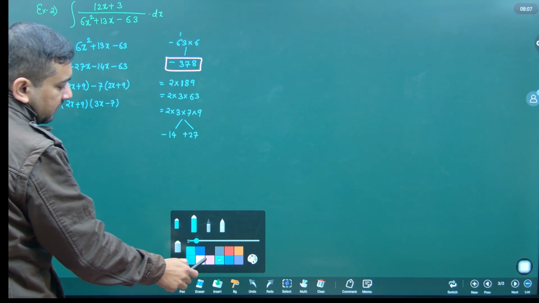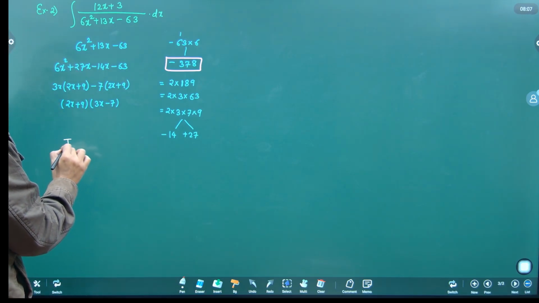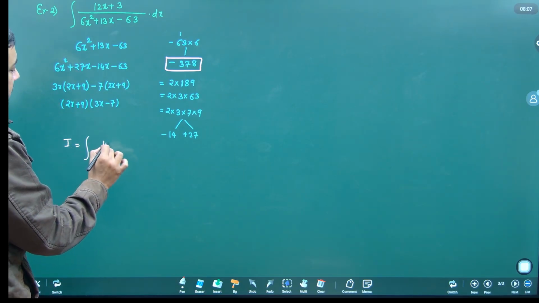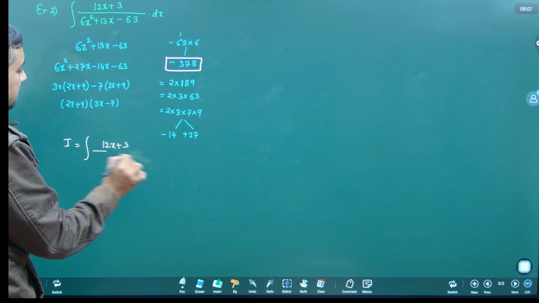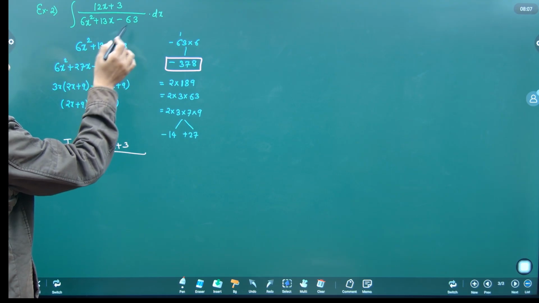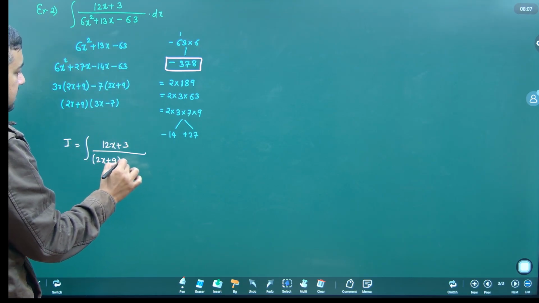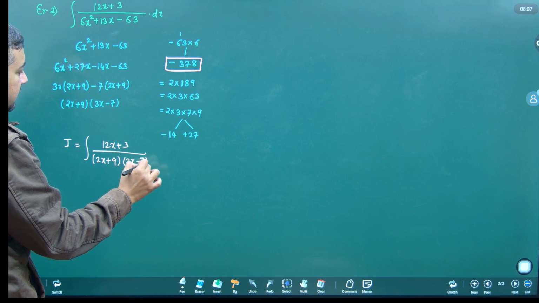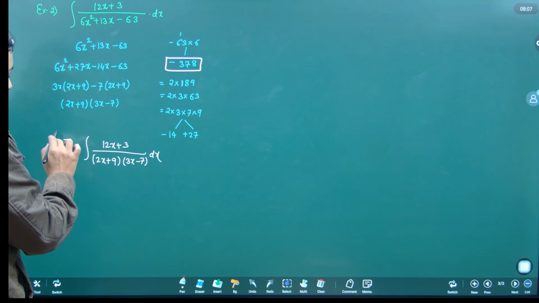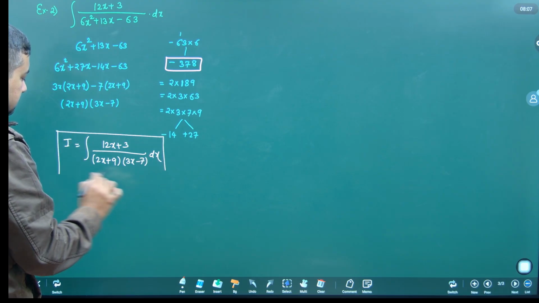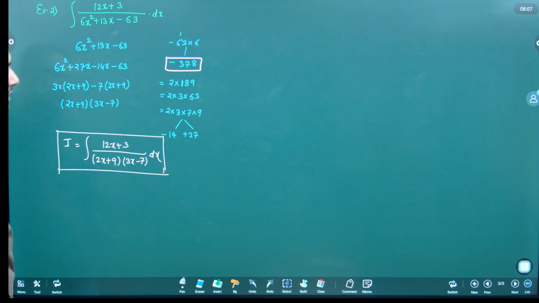So whatever integral you need to find out, you have to find the integral of 12x plus 3 upon, now I am replacing this quadratic polynomial with these factors, 2x plus 9 and 3x minus 7, dx. This is our example. Now how will you solve this?